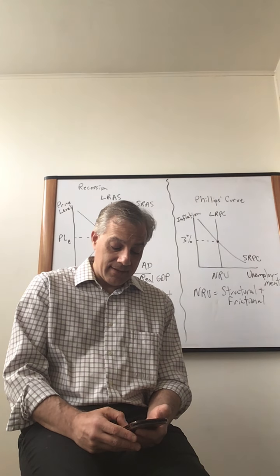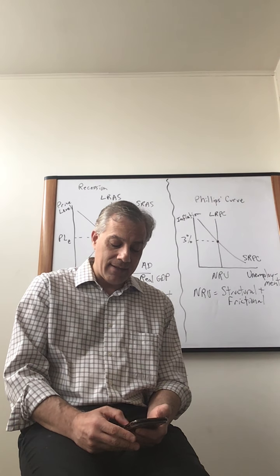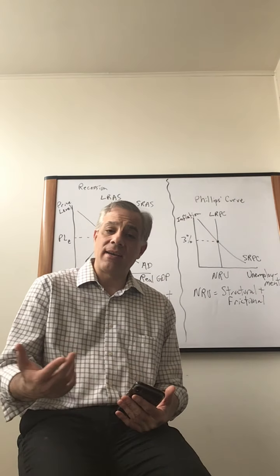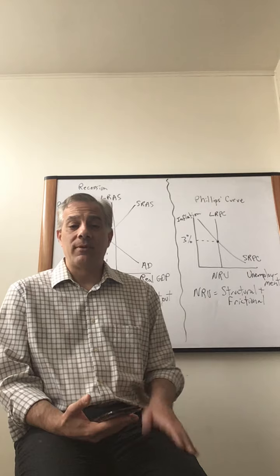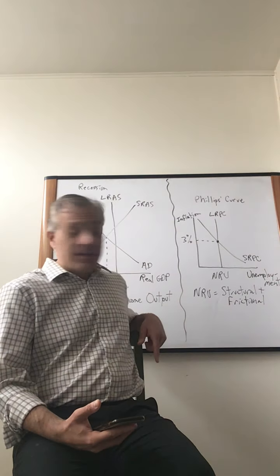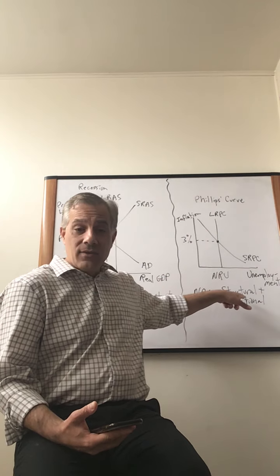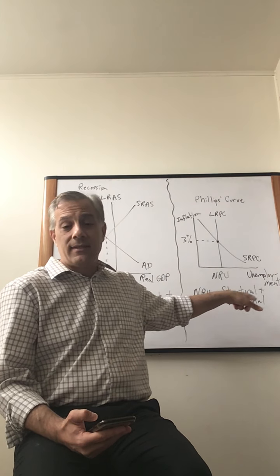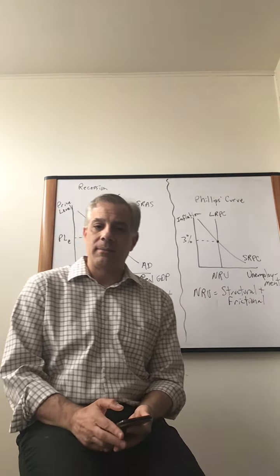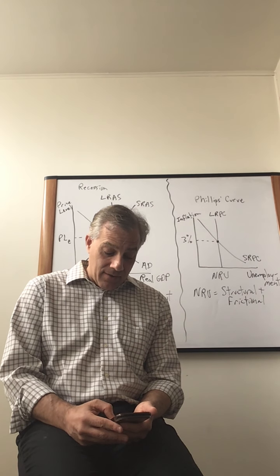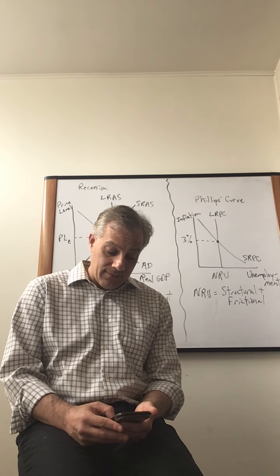Which of the following is the best description of full employment in the economy? Well, it's not all people are working. Full employment might be 5% unemployment. Full employment means no cyclical unemployment. So if there's structural and frictional unemployment, you're still at full employment. Okay. A lot of people got this wrong.